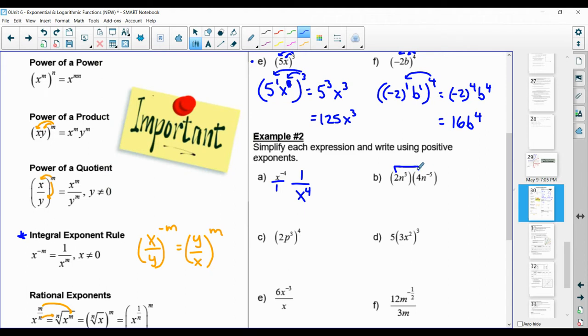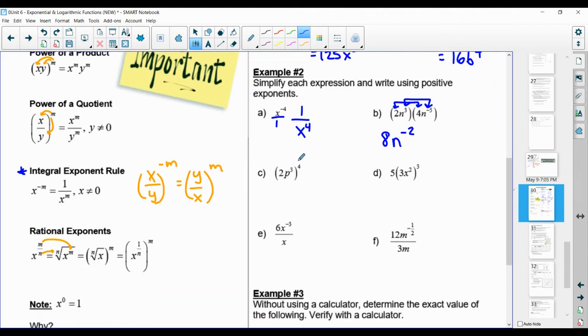If we're multiplying powers, we multiply our numbers with our numbers, so 2 times 4, and then we multiply our exponents with our powers with our powers. So n cubed times n to the negative 5, 3 plus negative 5 is negative 2. So 8n to the negative 2. Bringing in our exponent here, we've got 2 to the 4th and p to the 12th. 2 to the 4th is 16, p to the 12th.